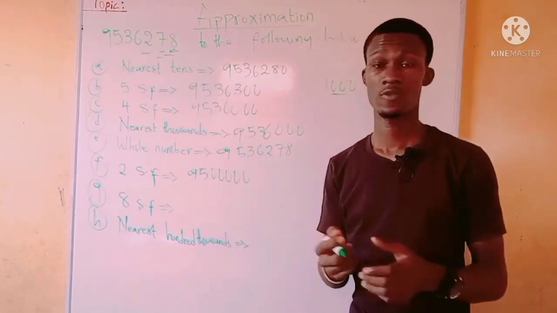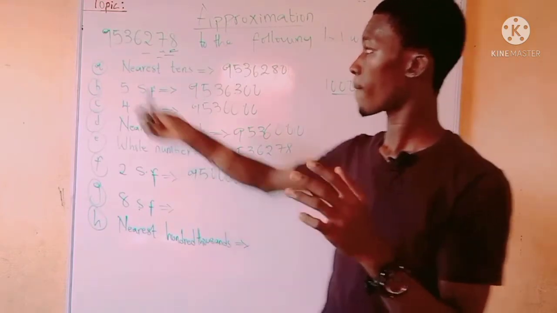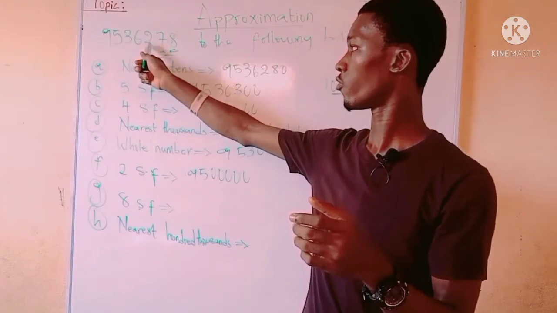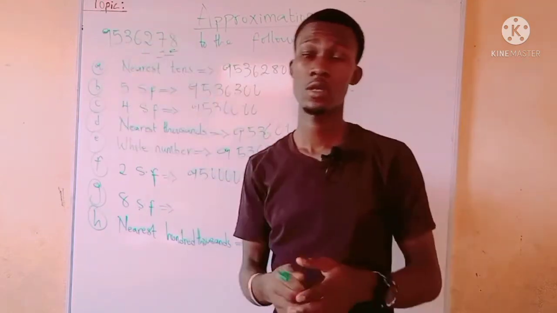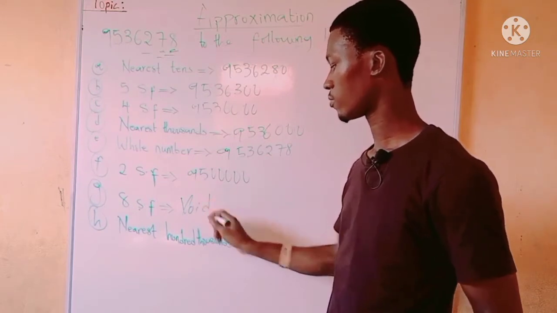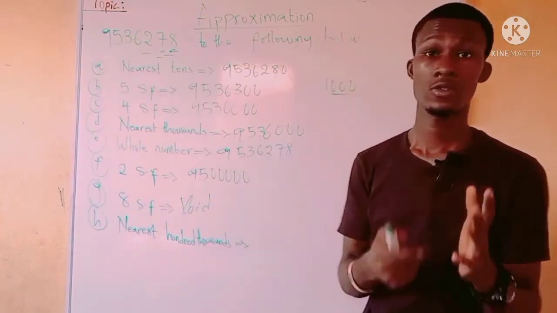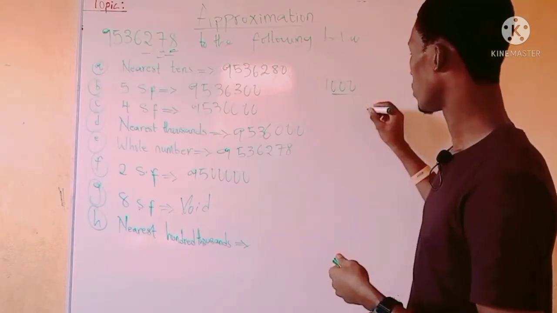Now 8 significant figures. We'll count the first 8 digits here. 1, 2, 3, 4, 5, 6, 7. It's not up to 8. So this kind of thing is best to leave void. Now nearest 100,000. So 100,000, how do you write 100,000? You write it this way.